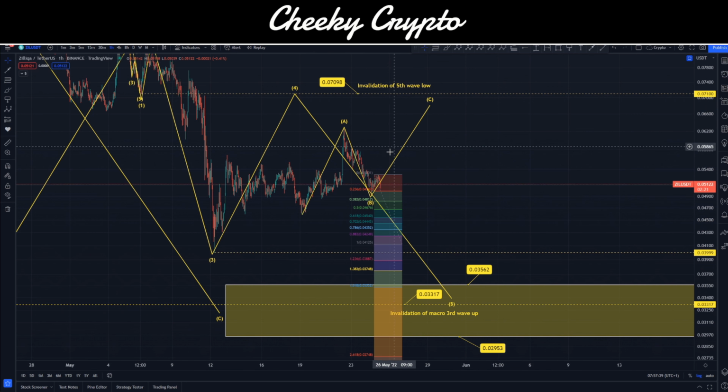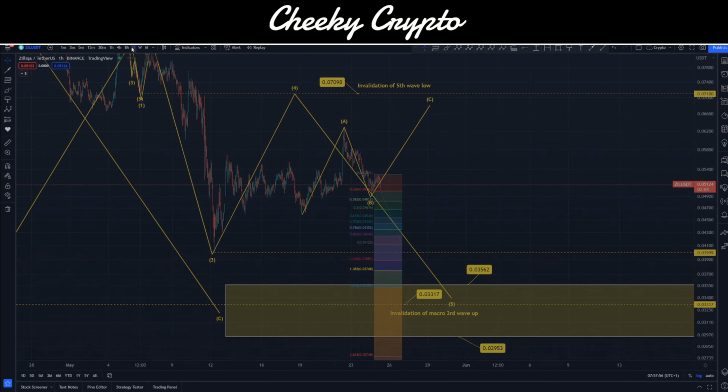So in an ideal world, we want to move up so that we can protect ourselves on the next pullback down. However, it is possible that we've started our fifth wave move down, and that's going to get very, very close to 3.317, and I would be concerned that we lose that.